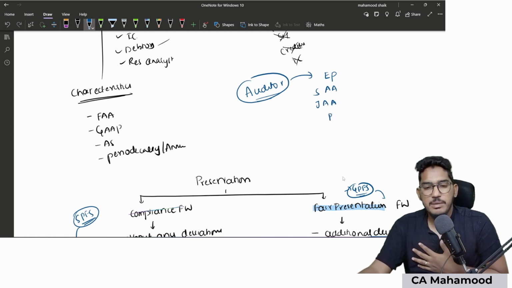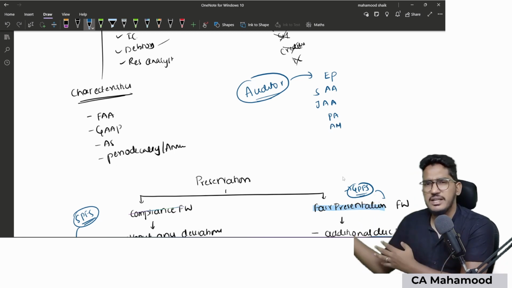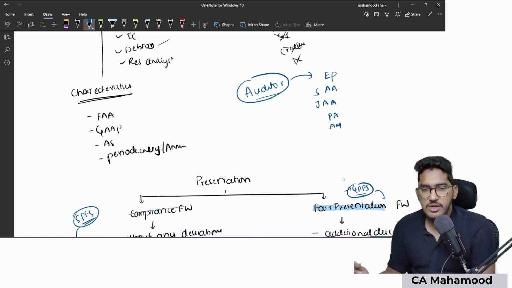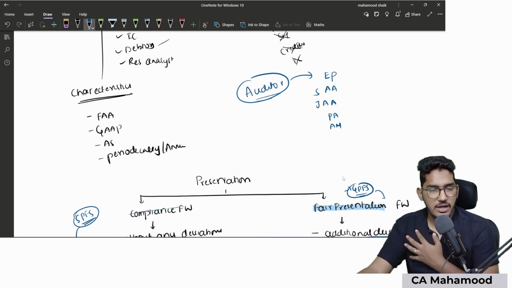Along with that, I will take people called paid assistants. And along with them, some other people in my firm whom I give a designation called audit manager. Sometimes I will give other designations like project manager. So like that, whenever I go for audit, I will not go single-handedly. I will take my entire team along with me.